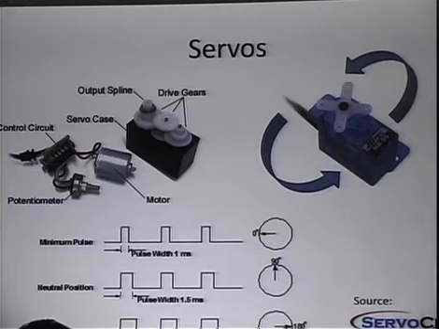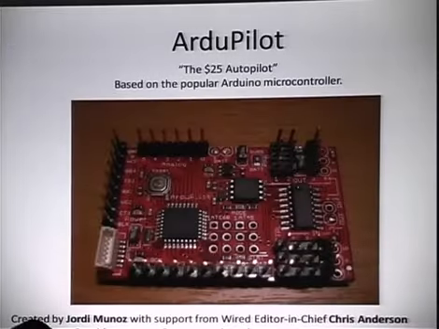Some models are continuous rotating, like on the parallax robots, where they actually use the servos just to turn wheels and drive robots around. We use these to make very precise movements to the control surfaces, like the ailerons, the elevators, the rudders on a plane. And this is what's essentially going to allow us control over our airframe.